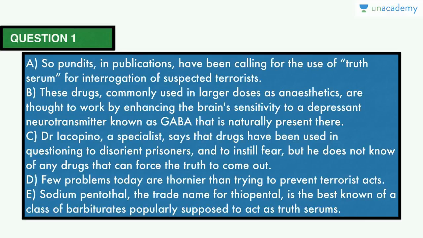So, pundits in publications have been calling for the use of truth serum for interrogation of suspected terrorists. Okay. These drugs, which drugs? Truth serums. These drugs, commonly used in larger doses as anesthetics, okay, could be some other drugs, are thought to work by enhancing the brain's sensitivity to a depressant neurotransmitter known as GABA that is naturally present there. Doctor, a specialist, says that drugs have been used in questioning to disorient prisoners and to instill fear, but he does not know of any drugs that can force the truth to come out.